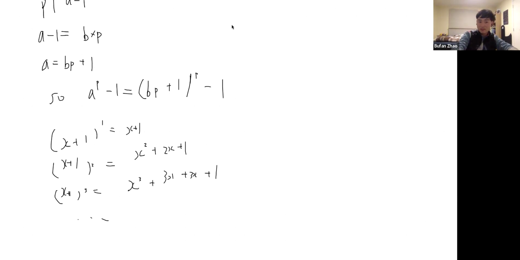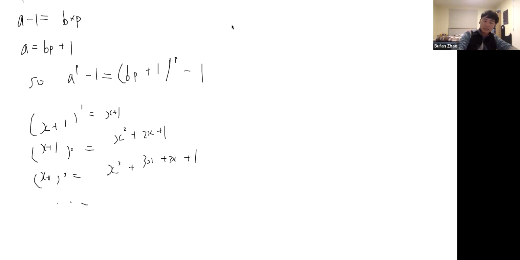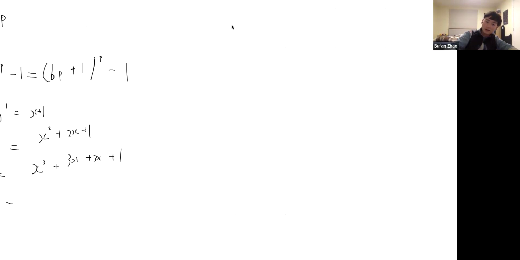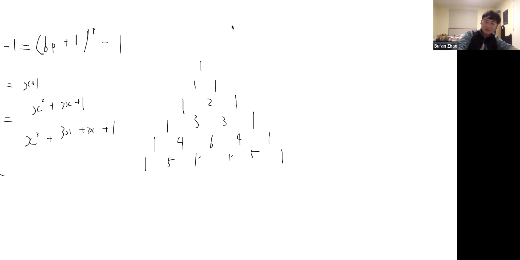Bi means you have two terms. The expansion means expanding the bracket. Now, if you write the coefficients out, you'll notice that the coefficients follow 1, 1; 1, 2, 1, as in x squared + 2x + 1; then 1, 3, 3, 1; then 1, 4, 6, 4, 1; then 1, 5, 10, 10, 5, 1. And this triangle is what we call Pascal's triangle.